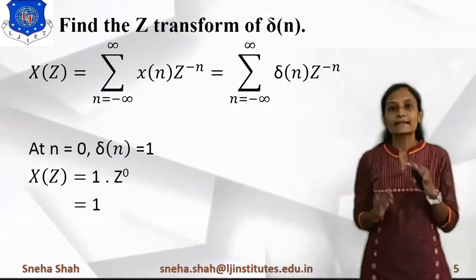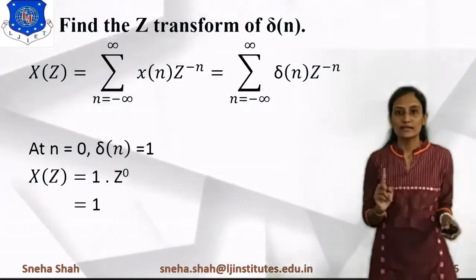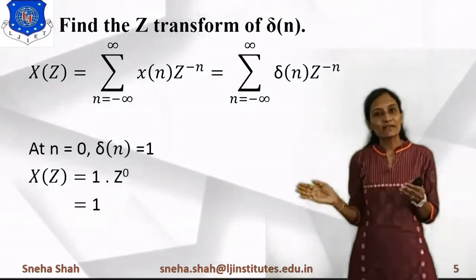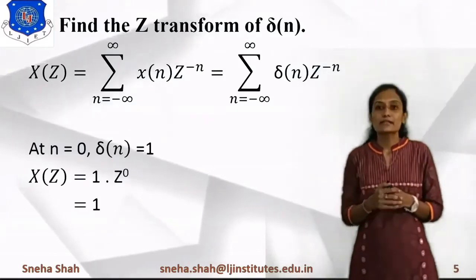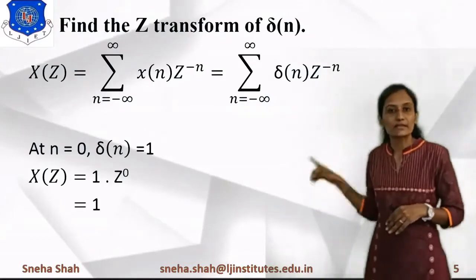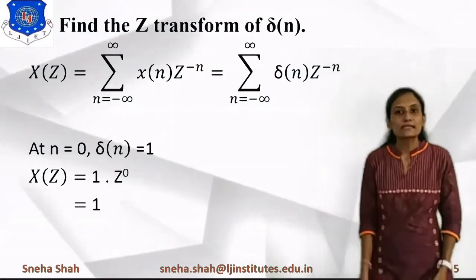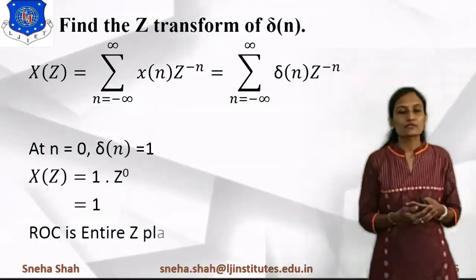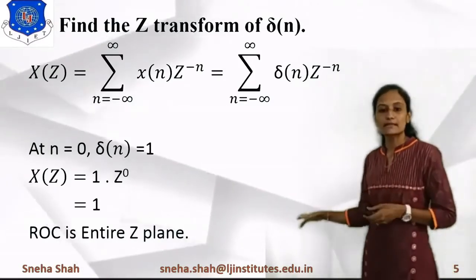Now you can see that in this example, the value of x of z equals 1. So there is not a single value of z. We can take any value of z from the entire z range, right? Because if we take any value of z, the answer of x of z will remain 1 because it's a constant value. So what is the ROC? ROC is the entire z range. This way we can solve the z transform for any standard sequence. So ROC is the entire z range.